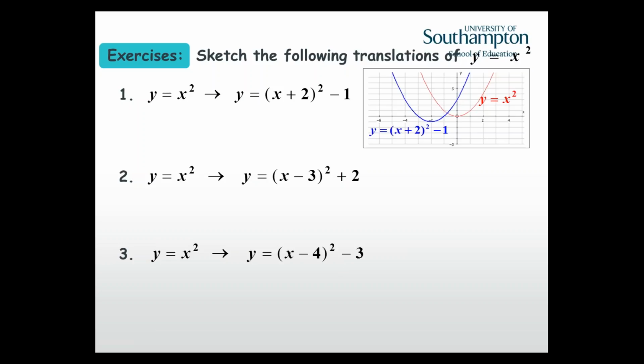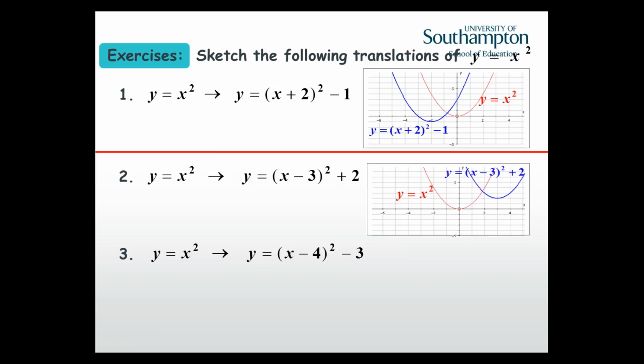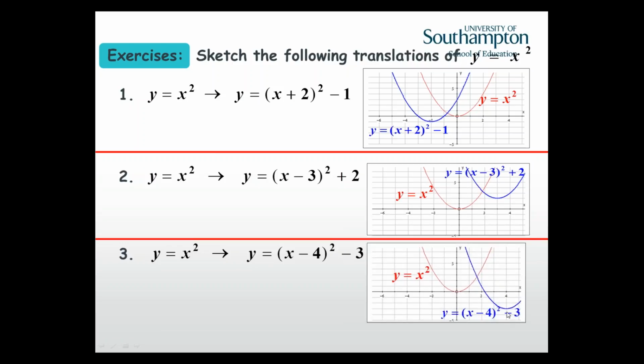Robert, what about the next one? Yeah, I've got that one. The new vertex is going to be at 0.32. So that's moved to the right a bit and up a bit. Good. The last one is moved to the right by 4 and down by 3. The new vertex is 4. Good.